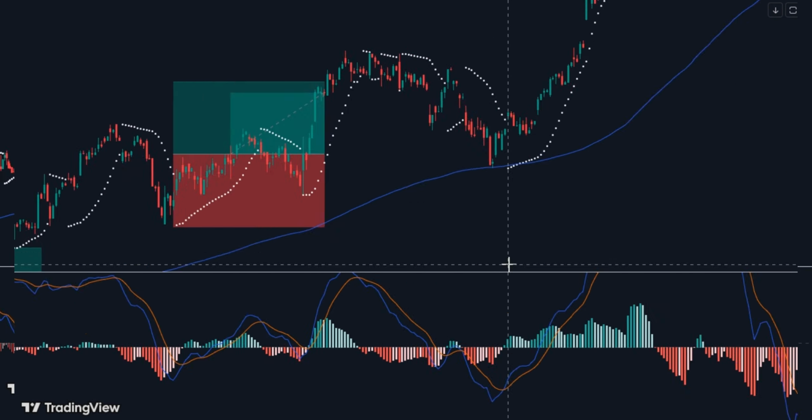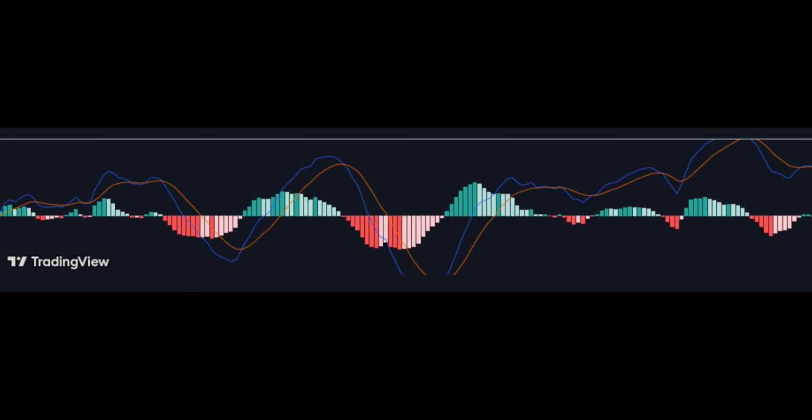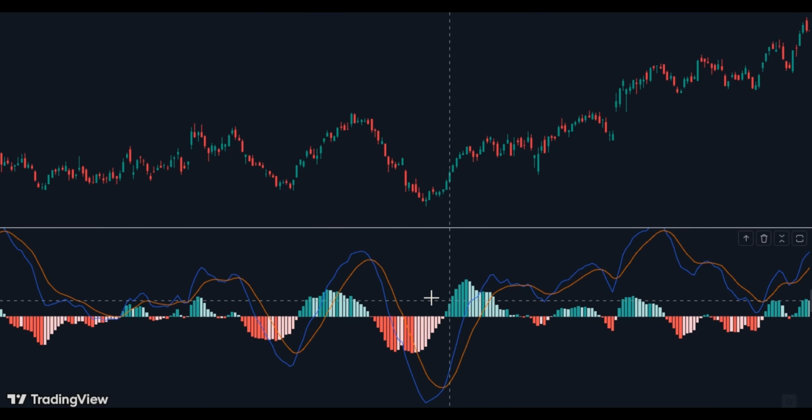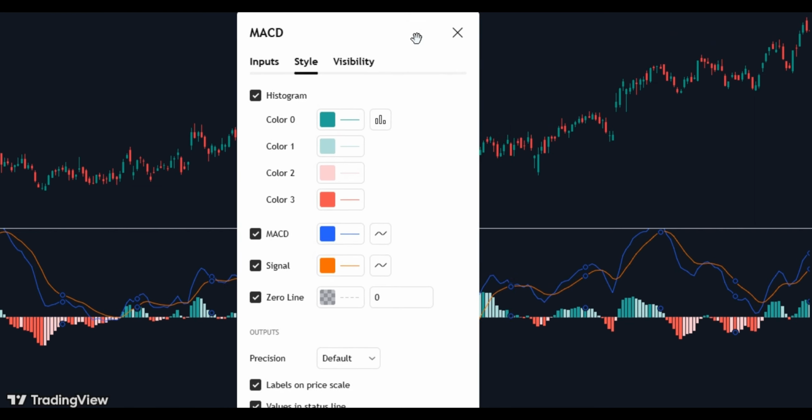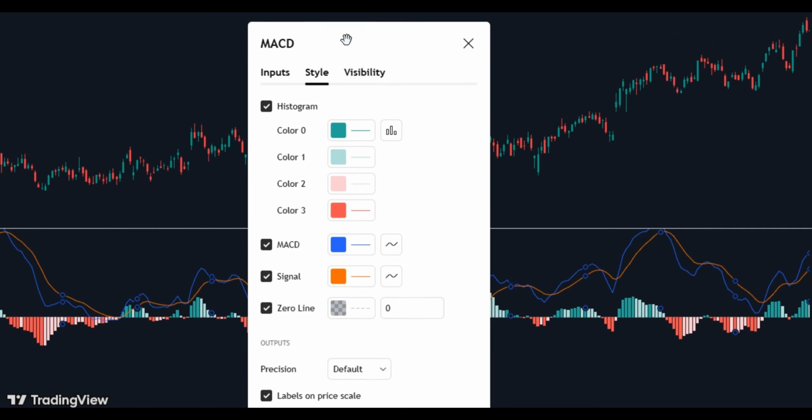For this setup, we'll be using a combination of three powerful indicators: the 200 EMA, the Parabolic SAR, and the MACD. We'll start with the MACD, as it serves as our primary entry signal. For the settings, I'll keep them at their default values. Now, let's break down the three main components of the MACD indicator.